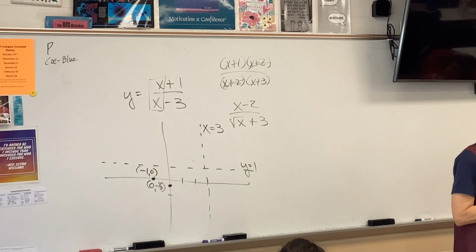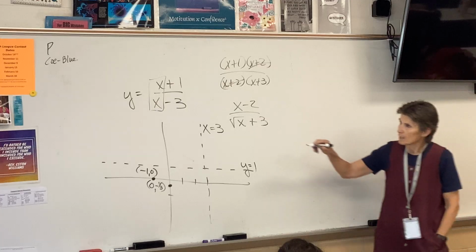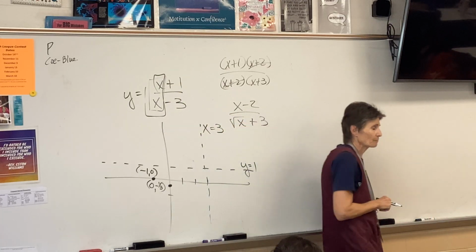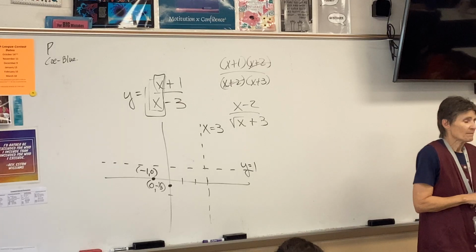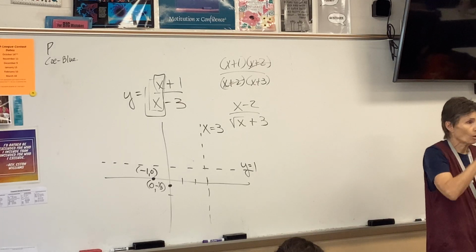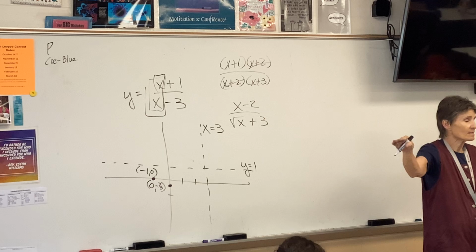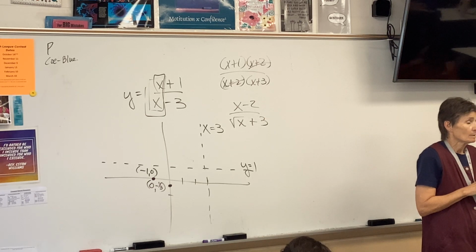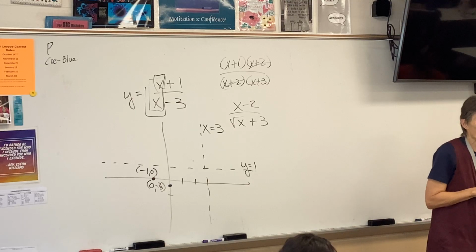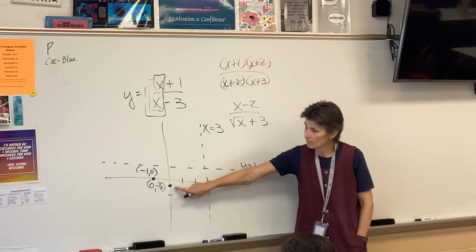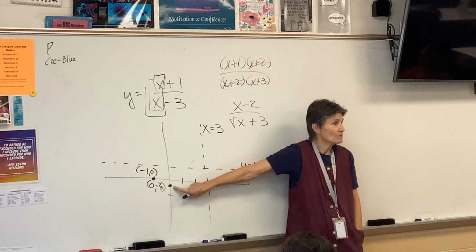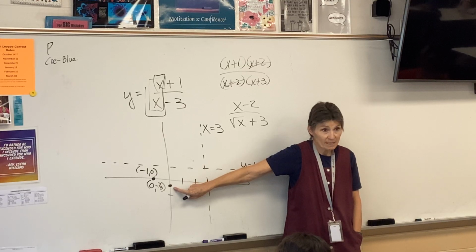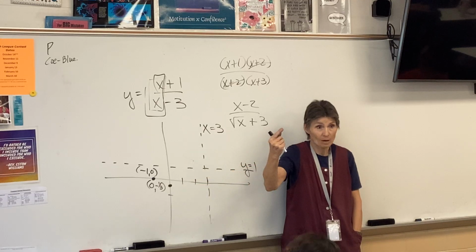Where do horizontal asymptotes come from? Boxing in your x's. If that had been a 2x over an x, then the asymptote would be at y equals 2. Where do y-intercepts come from? How do I get a y-intercept? I let x be 0. I plug in 0 for x.